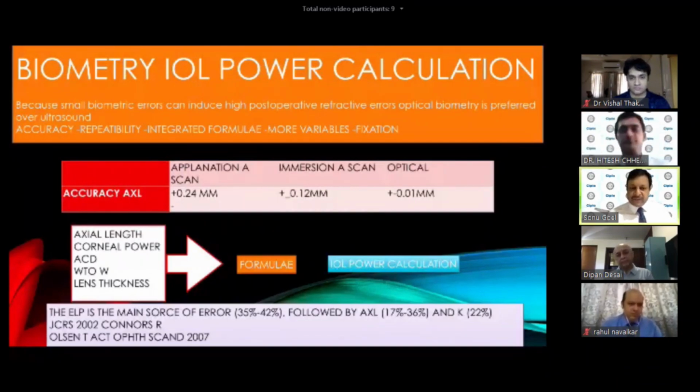So calculation of the axial length, the corneal power, the anterior chamber depth, the white to white, the lens thickness, ultimately boil into the formula and then IOL power calculation. So as I have already told, the ELP is the major source of error, almost 35 to 40%, followed by axial length, which is 17 to 26%, and the K readings, which is close to 22%.